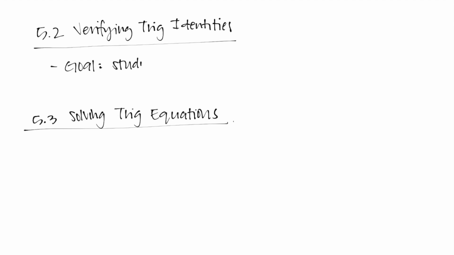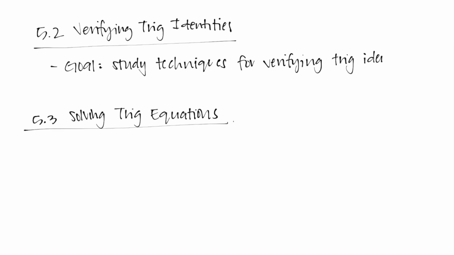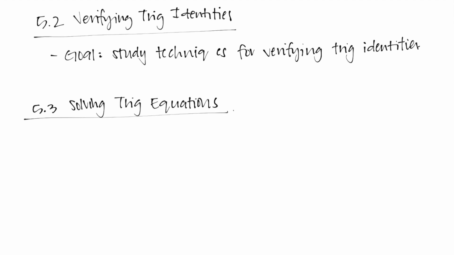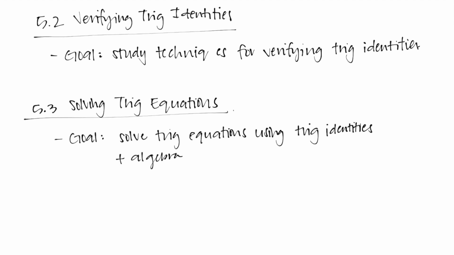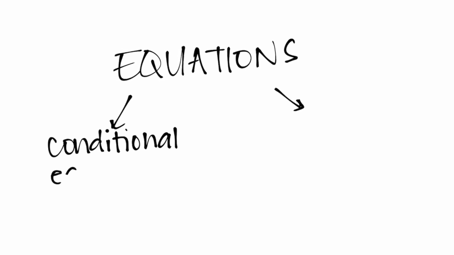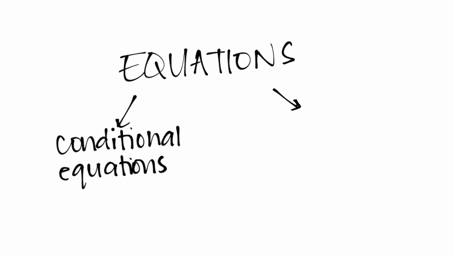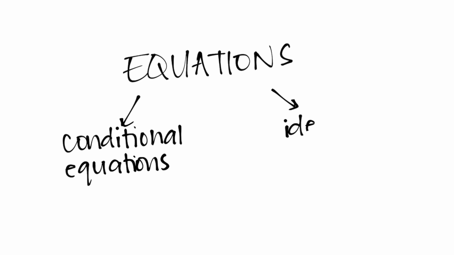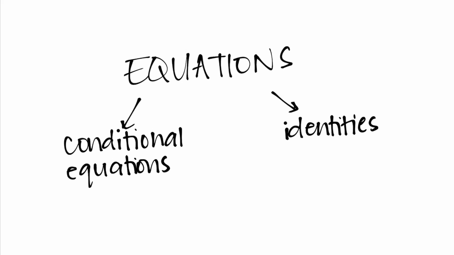identities, because these techniques are going to be useful when we come around to do 5.3, where we're going to be solving trig equations using the trig identities that we've been able to verify and manipulate, and a little bit of algebra to actually solve the trig equations. Now, when we think about equations, there's generally two different types of equations we can consider. Either we have conditional equations, or we can have identities. Now, in reality, we're going to be looking at both of these different types of equations.